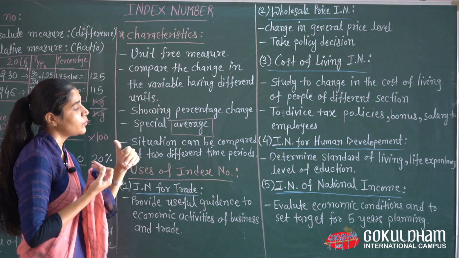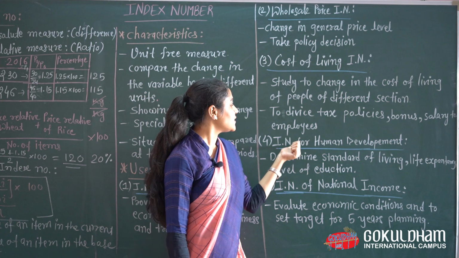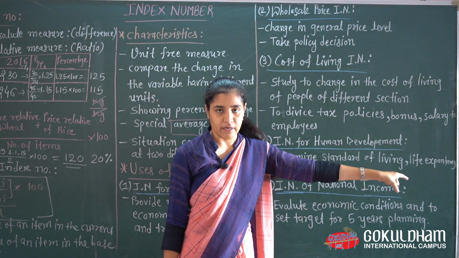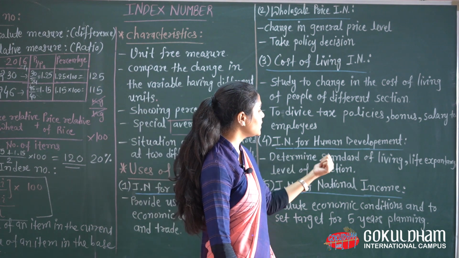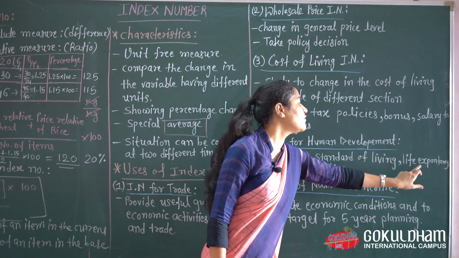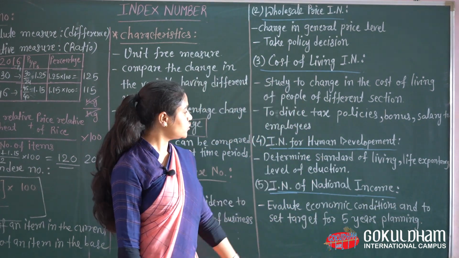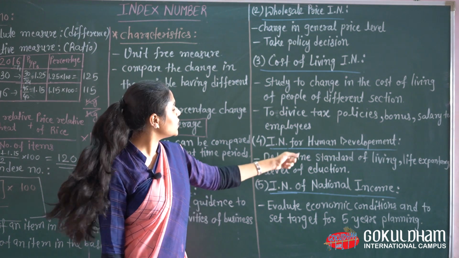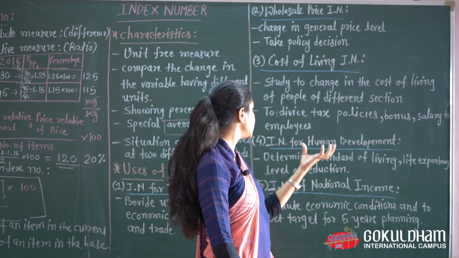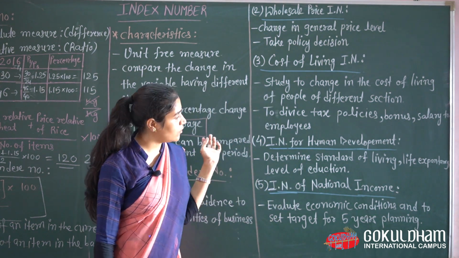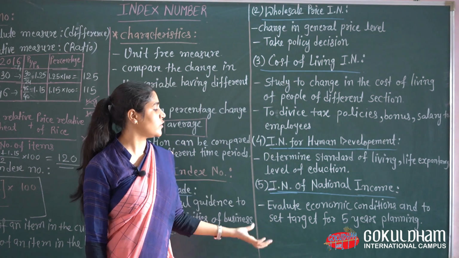Okay, so the fourth point, we have index number for human development. Here this can be useful for determining standard of living, life expectancy, level of education. That means from this index number we can find the standard of living, how much the life expectancy is, and the level of education of our country can be found from that.